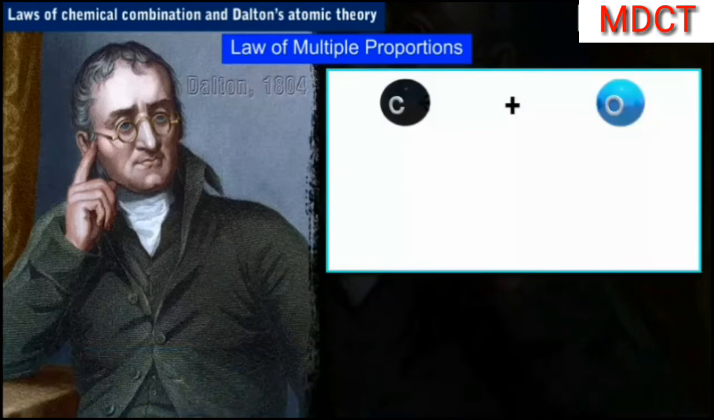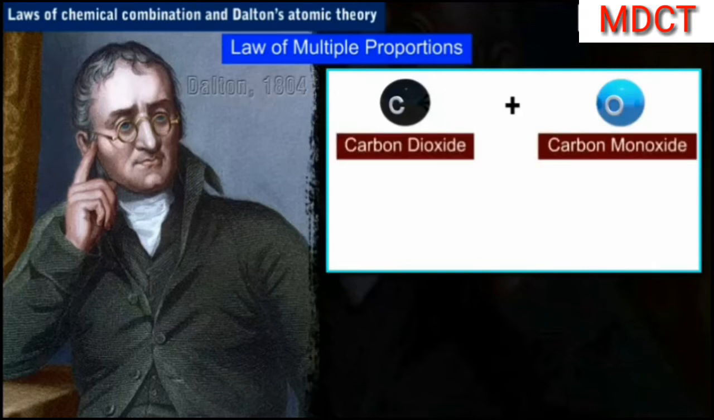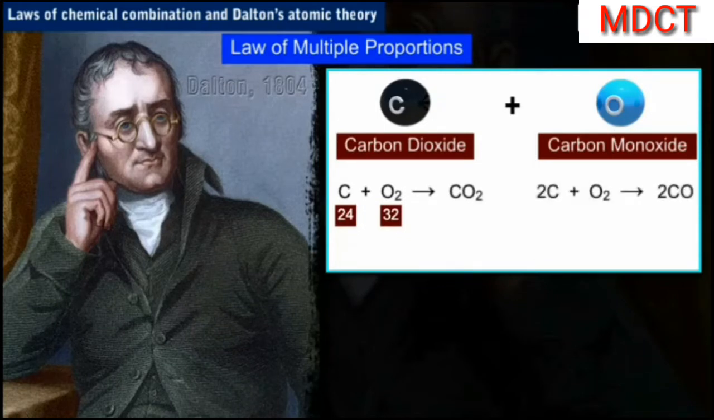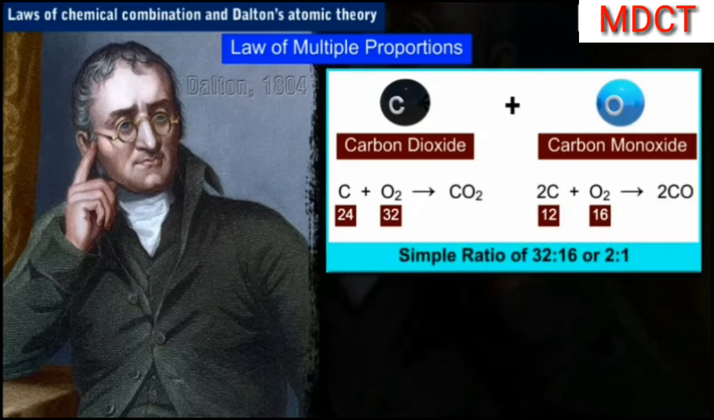For example, when the elements carbon and oxygen combine, two compounds, namely carbon dioxide and carbon monoxide, can be formed. As seen in the equation for carbon dioxide, 24 parts by mass of carbon combine with 32 parts by mass of oxygen. Whereas, when carbon monoxide is formed, 12 parts by mass of carbon combine with 16 parts by mass of oxygen. These masses of oxygen bear a simple ratio of 32:16 or 2:1.